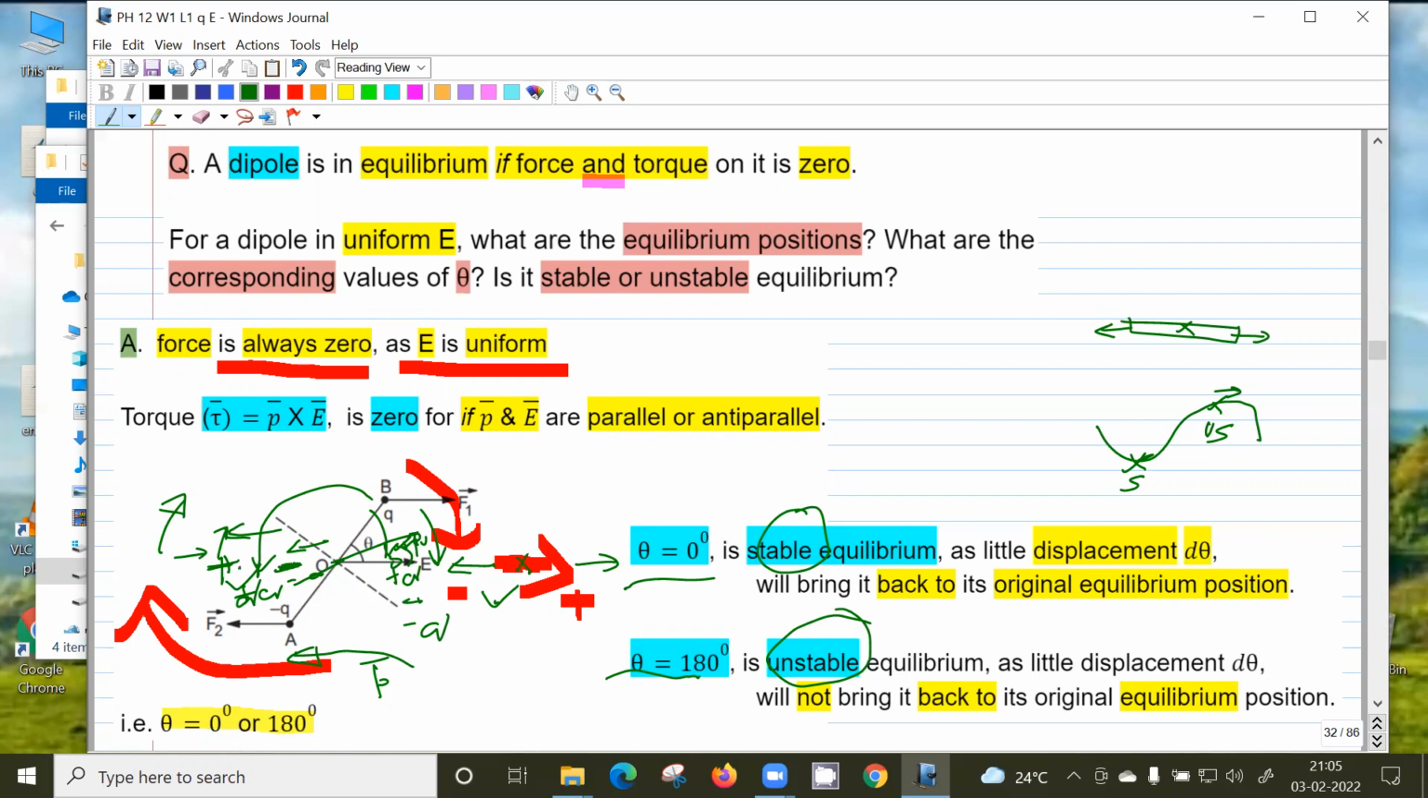Okay, so now if we try to rotate this plus Q like this, will it come back or not? Because torque is clockwise, the clockwise torque will still take it further away. So it will not return back. Here, if I try to displace it a little bit like this, the torque is clockwise, so it will try to bring it back here.